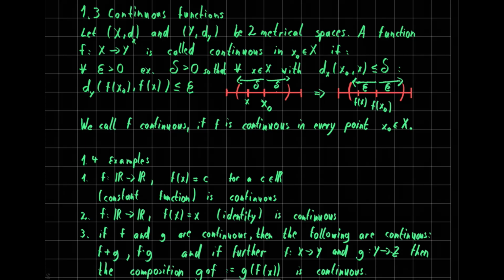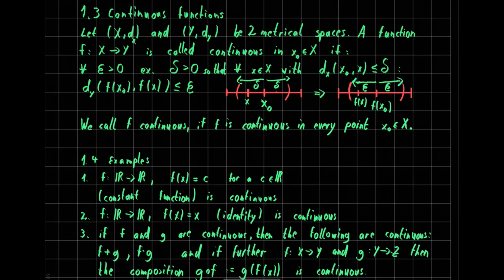Let's start right away with our first definition. 1.3 Continuous functions. Let (X, d_X) and (Y, d_Y) be metrical spaces. A function f is called continuous in x0 if for all epsilon greater than 0 there exists a delta greater than 0, so that for all x in X which have a shorter distance than delta to x0, the distance of f(x0) to f(x) is smaller than epsilon.